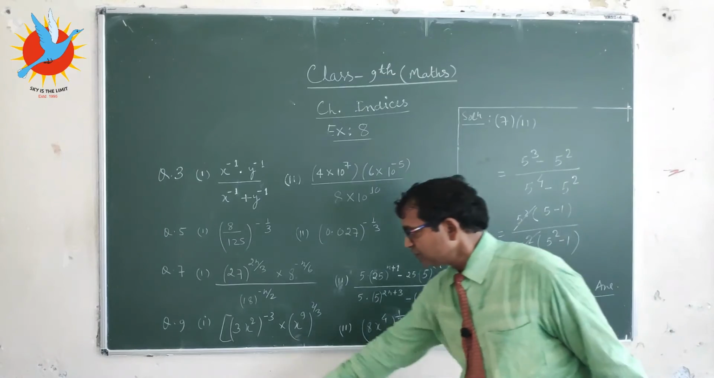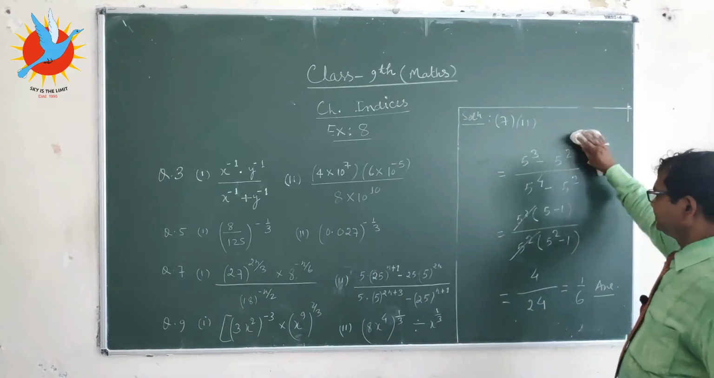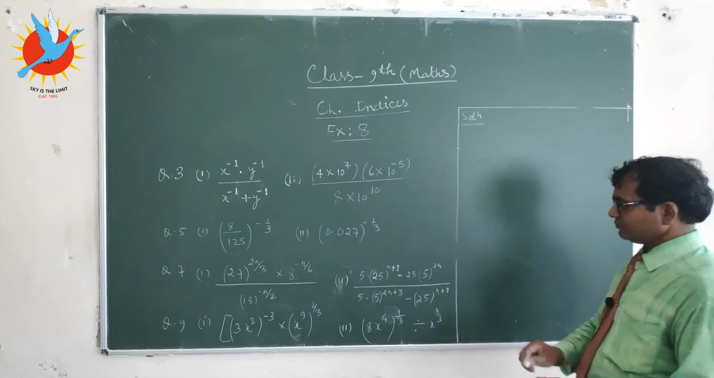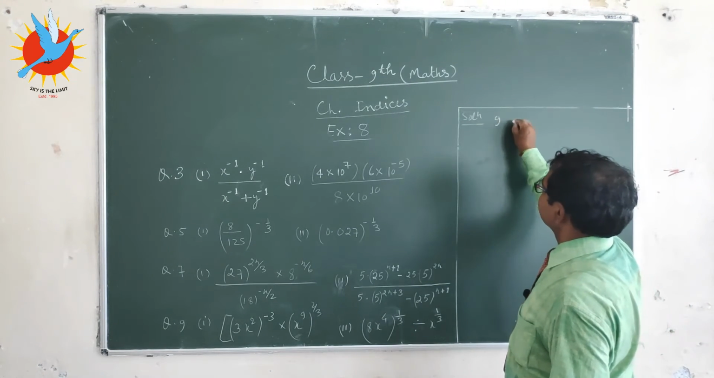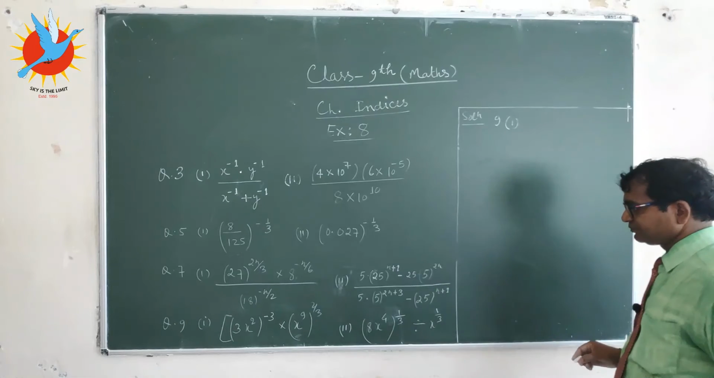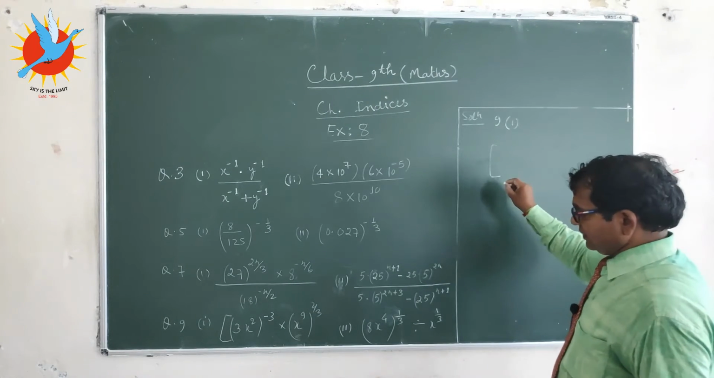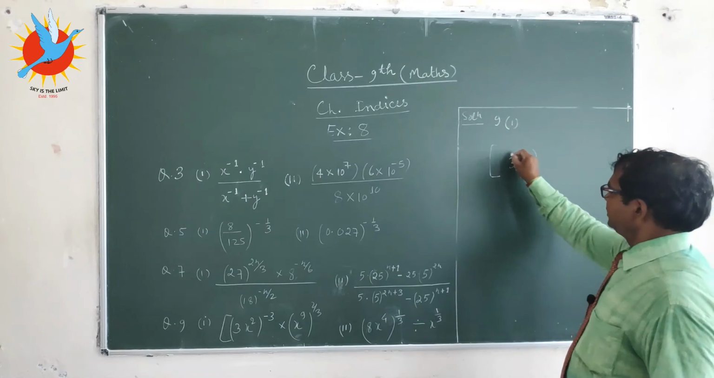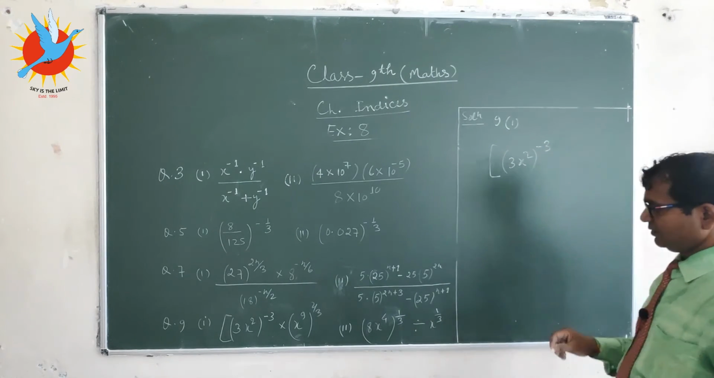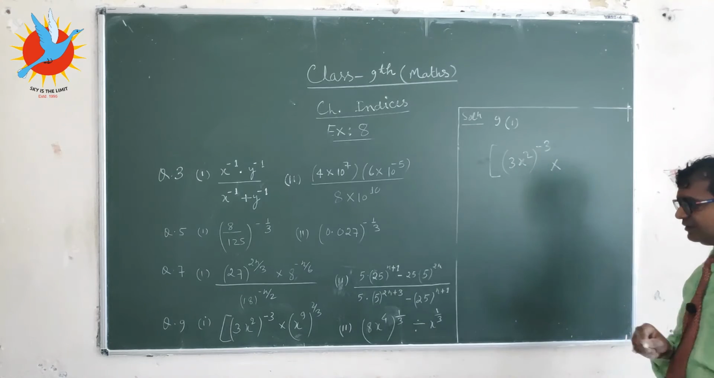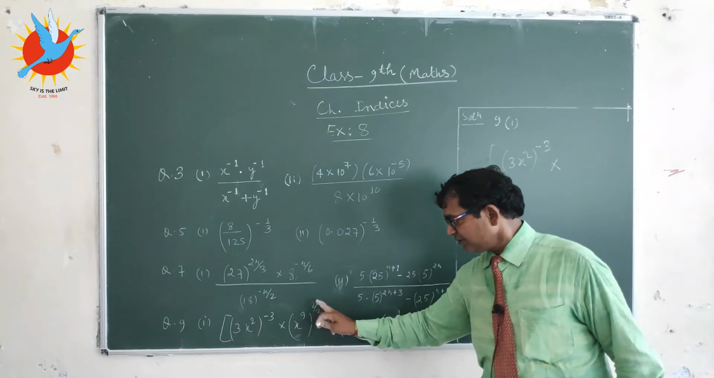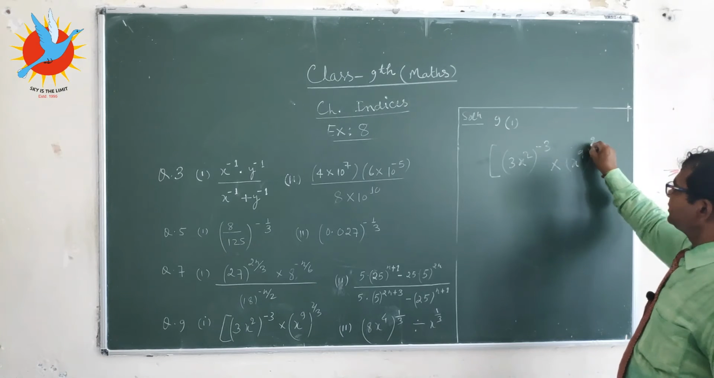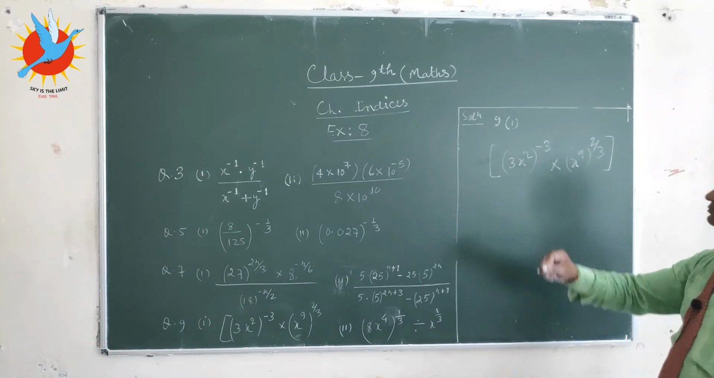Now we are going to do question number 9. So the solution of question number 9, first part, is 3x square to the power minus 3 multiplied by x to the power 9 to the power 2 by 3.